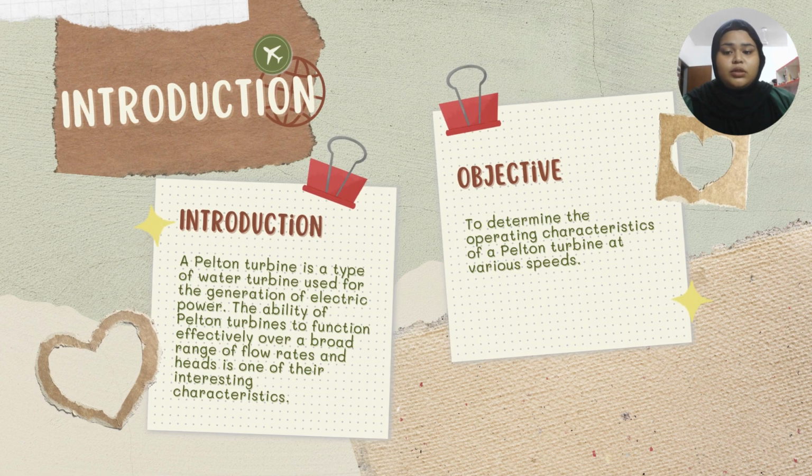Firstly, it's about introduction. A Pelton turbine is a type of water turbine used for the generation of electric power. The ability of Pelton turbines to function effectively over a broad range of flow rates and heads is one of their interesting characteristics. The objective of the experiment is to determine the operating characteristics of a Pelton turbine at various speeds.